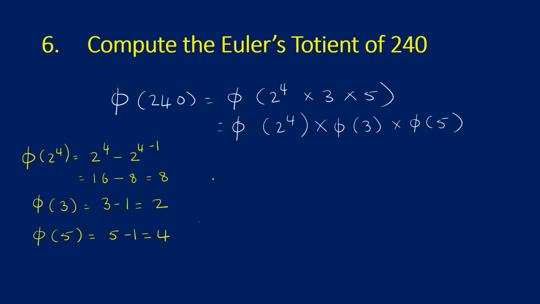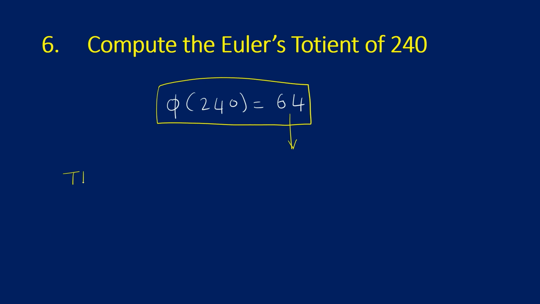So substituting these values, Euler totient of 2 raised to the power of 4 is 8, Euler totient of 3 is 2, and Euler totient of 5 is 4. So you get your final answer, that is 64. So the value of Euler totient of 240 is 64. And the answer indicates that there are in total 64 numbers which are unknown. So you know the count, but you don't know the numbers in Euler totient.